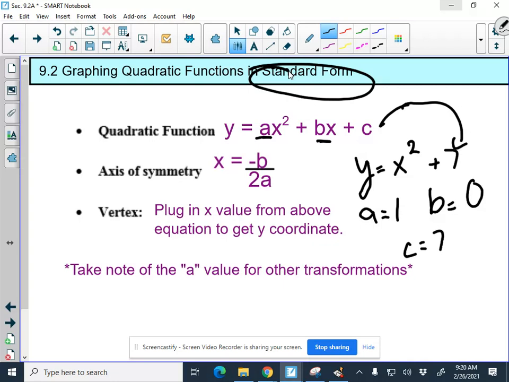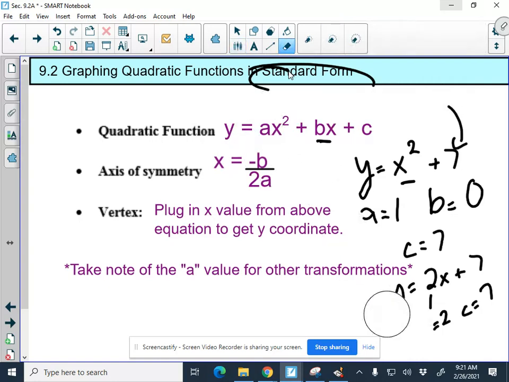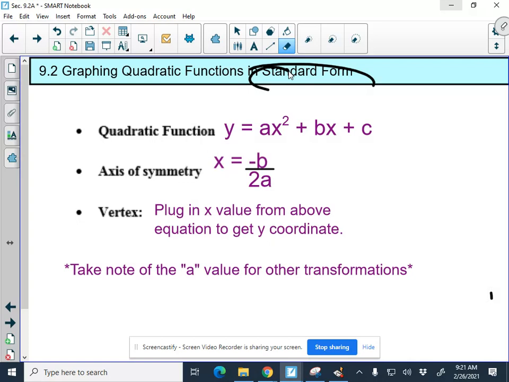Now what you can't have is a 0 on the x squared term. So we can't have something like y equals 2x plus 7 and say, well, b is 2, and c is 7. You're kind of right, but here's where you're wrong. There is no x squared, so that one's not even a quadratic. You have to have an x squared term. You can't have a 0 on that and say a is 0, because then you don't even have one of these parabolas.